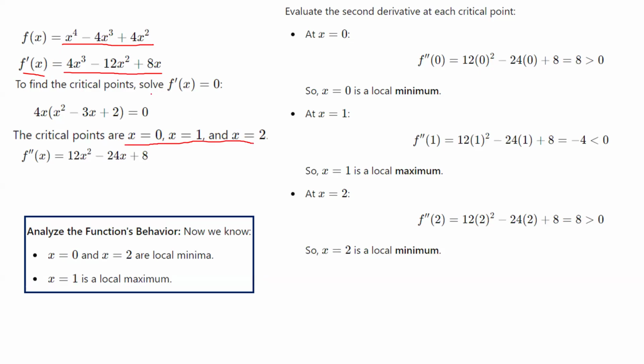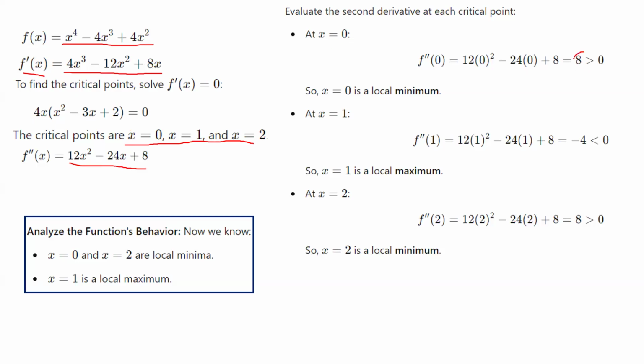So what he has done is taken 4x as common. This becomes x square minus 3x plus 2. So you can just say x square minus 2x minus x plus 2, so x becomes 1 and 2. So now we have the critical points as x equal to 0, 1, 2. Now we want to know where we have local minimums and where we have local maximums. So I'll take the double derivative of this first derivative and apply x equal to 0.